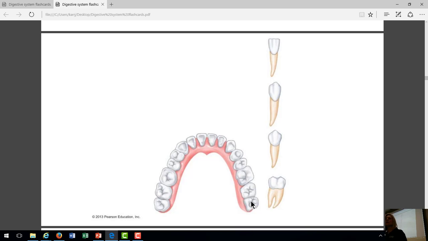And some people don't have enough room in their mouth for the wisdom teeth, or they don't come through the gum. They stay below the gum because there's not enough room, and they cause swelling and pain in the back of the mouth. That's called impacted wisdom teeth. Some people choose to get those removed if they're impacted or not coming in straight or interfering with the other teeth in front. And that's a common thing.